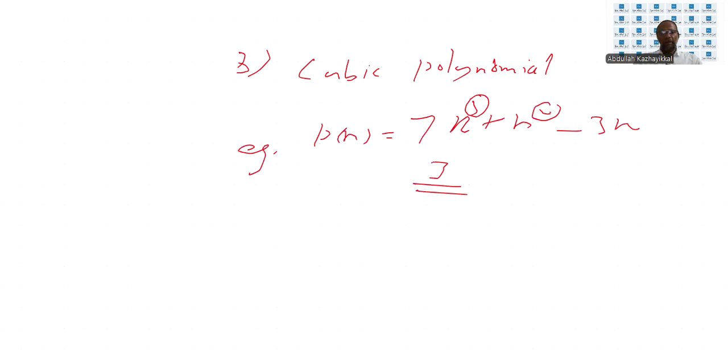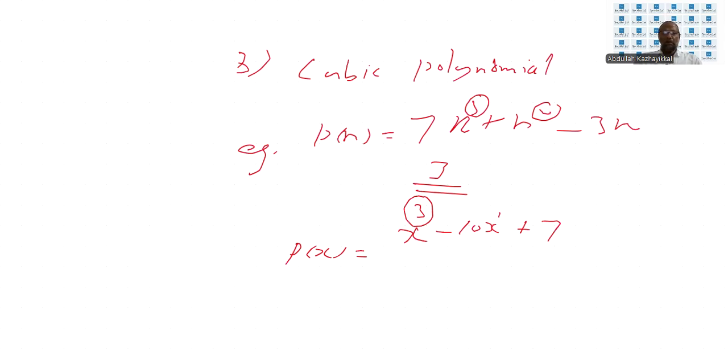Another example, p(x): x cube plus 10x plus 7. Yes, here the power is 3, here the power is 1. So you have to write tomorrow 5 examples of linear polynomial, 5 examples of quadratic polynomial, and 5 examples of cubic polynomial. I think you understood.